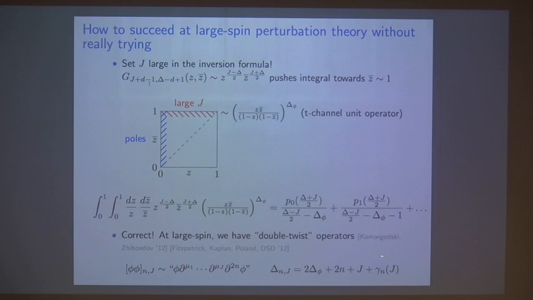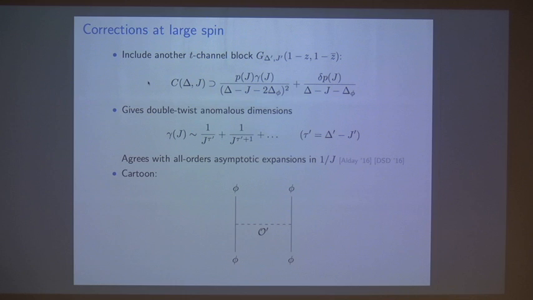So the inversion formula gives you these double twist states immediately from a simple integral. And the next thing you might do is include another block in the t-channel to get a better approximation to what's going on. So let's include another conformal block in the t-channel, not just the unit operator, but say the next leading twist operator, maybe the stress tensor. And this contributes the following to our coefficient function c of delta j. So again, it has poles at the locations of double twist operators.